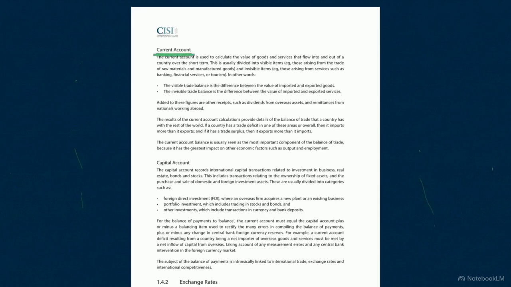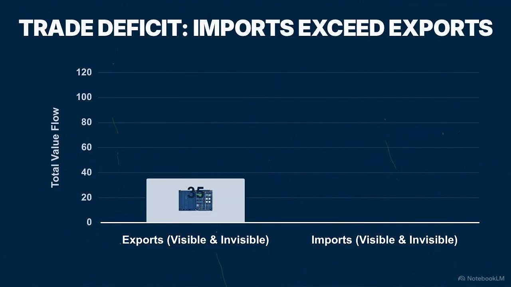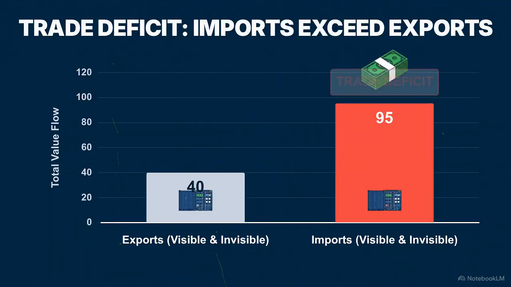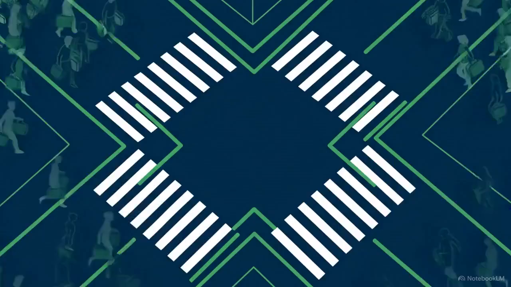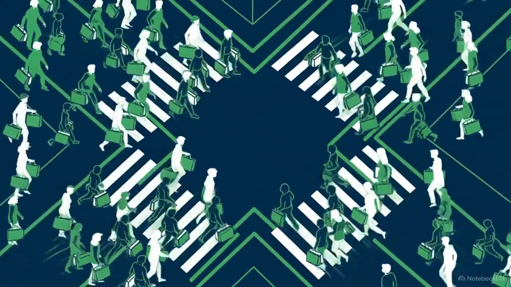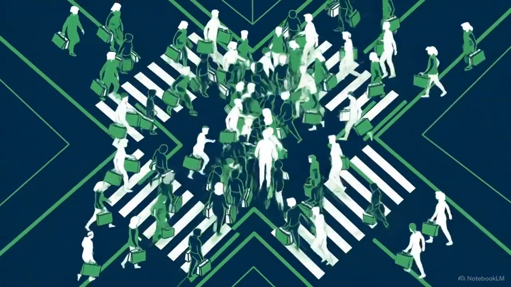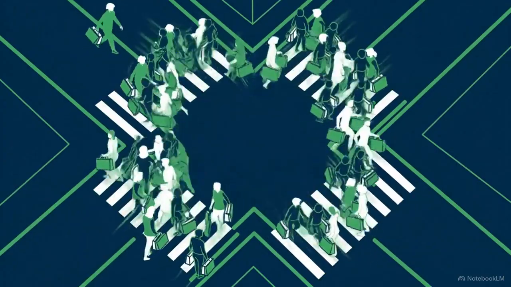It calculates the short-term flow of all goods and services. This includes visible trade, physical items like electronics crossing borders, and invisible trade, which captures services like international banking and tourism. When a country imports more visible and invisible items than it exports, it creates a trade deficit, a financial hole that requires a specific source of funding. The current account reveals the immediate imbalances a nation faces by tracking exactly what it is consuming right now.